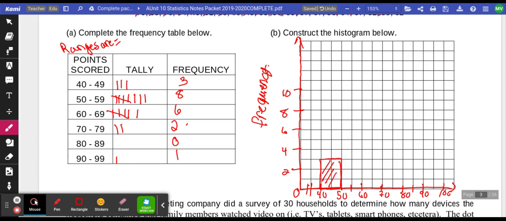I'm just shading it in so you can see it better. 50 to 59 needs to go up to 8. Notice my bars are all the same width and they all touch. 60 to 69 goes up to 6. 70 to 79 is only 2. There is no bar for 80 to 89, and then 90 to 99 is 1.